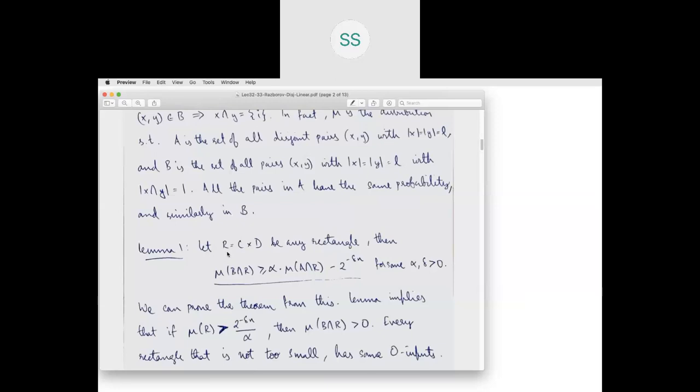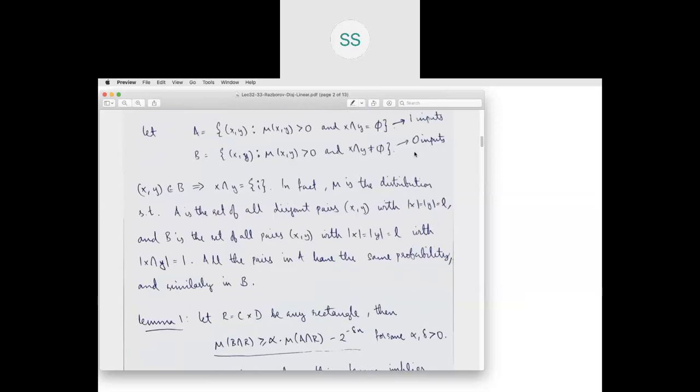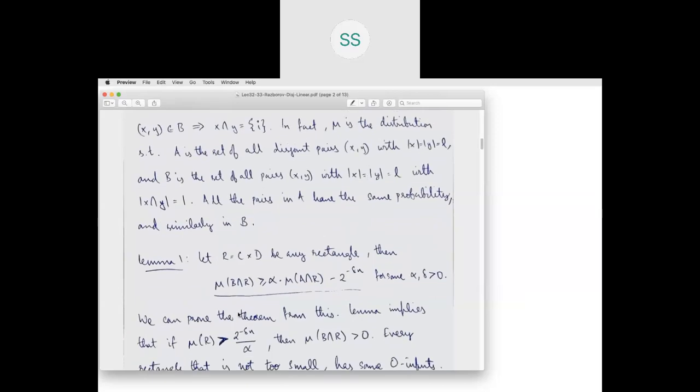So the lemma is this: let R be any rectangle. So B is the set of zero inputs, those that intersect. A is the set of one inputs, those that are disjoint. Then the measure of B intersection R, so a rectangle in the matrix, is at least alpha, a constant, times the measure of A intersection R minus 2 to the power minus delta n, for some constant alpha and some constant delta, both positive.